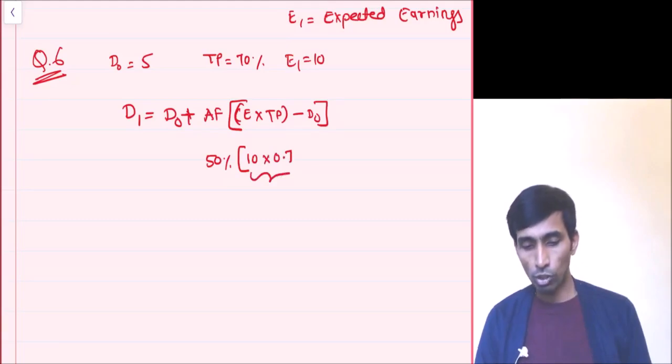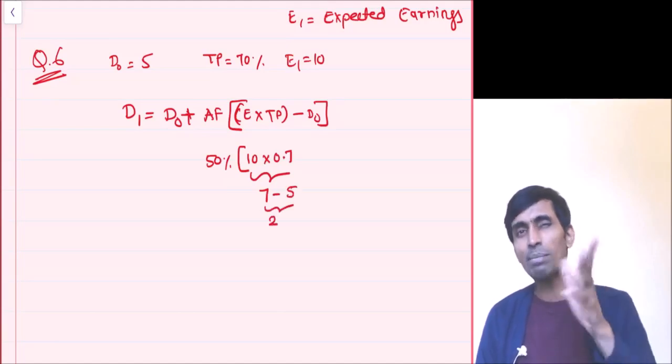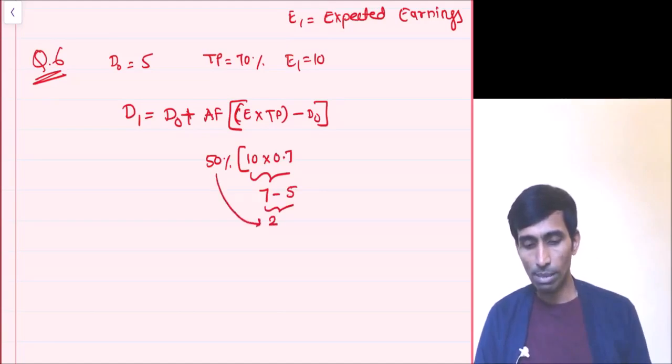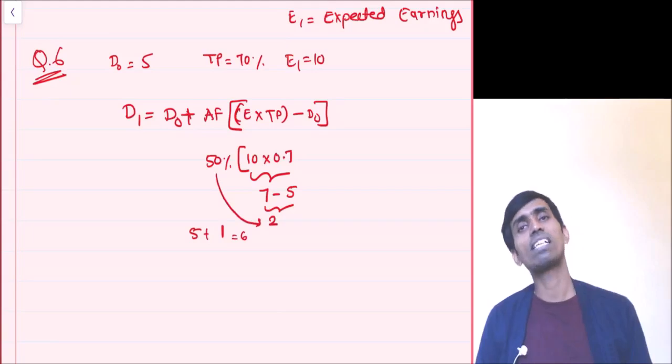Out of 10 earnings, how much am I paying? I am already paying 5. That means how much should be the increase? 2. But I can't maintain this 2. I can maintain only 50%. So that is 1. So 5 plus 1, this becomes 6. See the understanding, the logic.